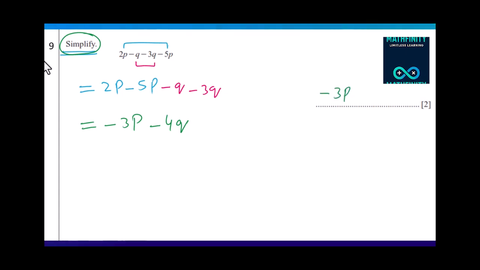Minus 3p minus 4q. So whenever you are in the exam or in the quiz, please read the statement properly, what is written. Factorize means you have to make factors. Simplify means add or subtract the like terms. What is the meaning of like terms? The terms that have the same variable. Like 2p and negative 5p we arranged together, and negative q and negative 3q we arranged and solved them.